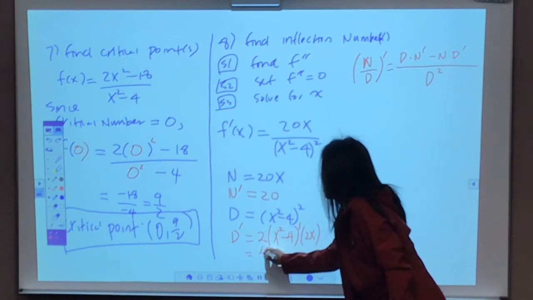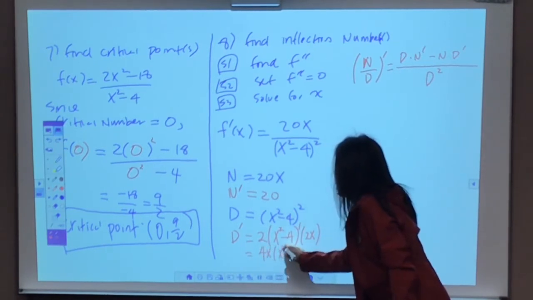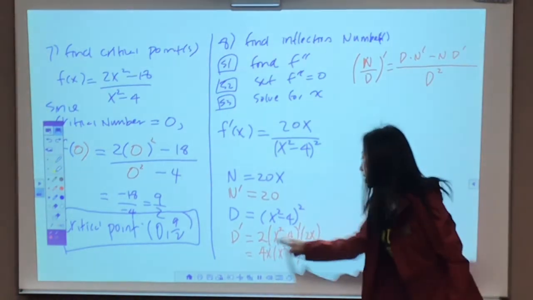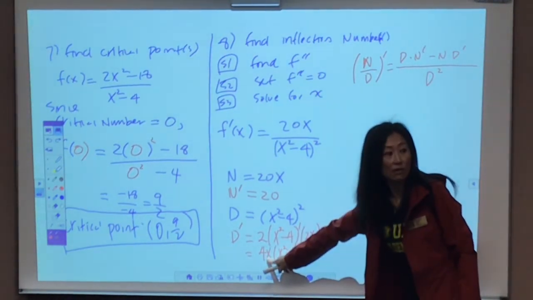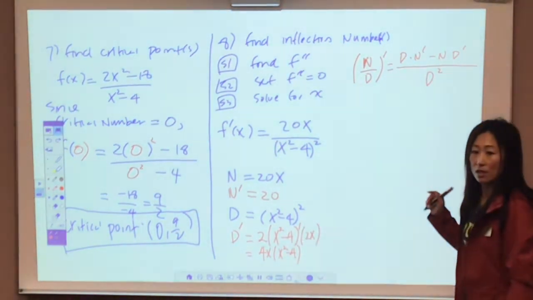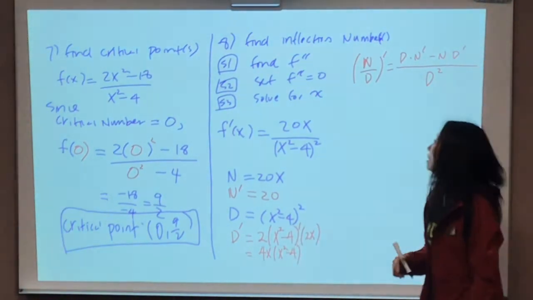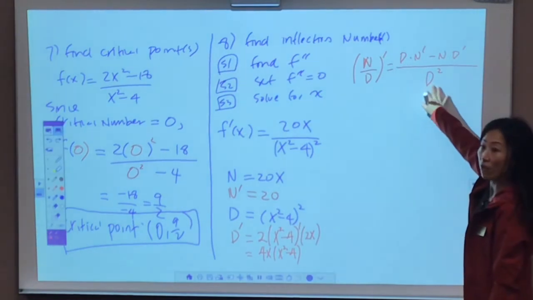If I want, I can write down 4x times x squared minus 4. Are you with me? Everybody, same thing? 2 times 2x gives me a 4x, right? Would it be easier to write like that? It doesn't really matter. I just like to combine it, that's all. All right, so now I'm going to plug into my formula. Is everybody with me?